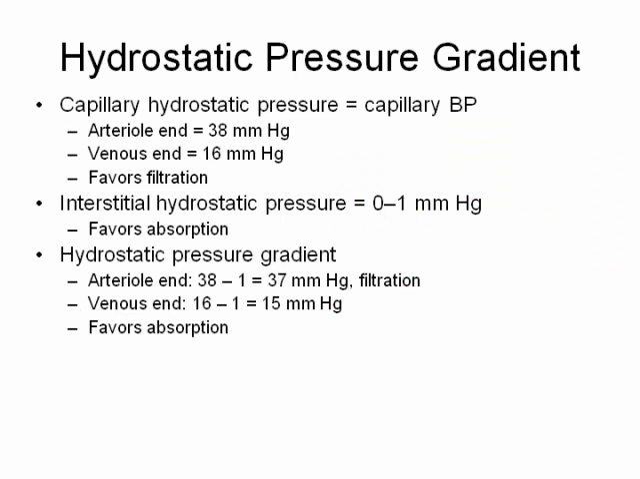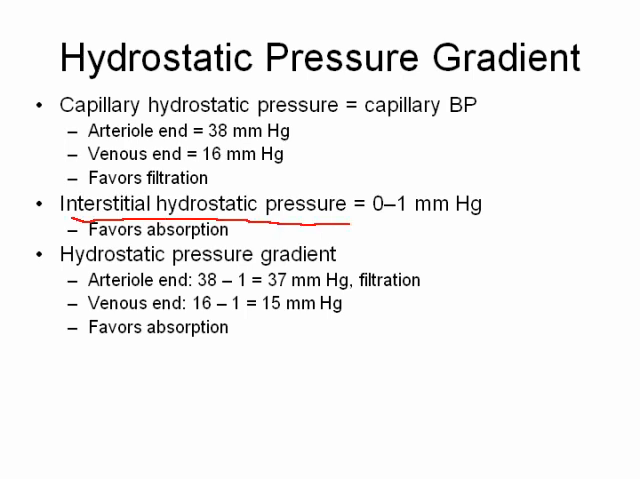So we have this hydrostatic pressure gradient that I've been talking about. Capillary hydrostatic pressure is capillary blood pressure. So the blood pressure at the arteriolar end of the capillary is about 38 millimeters of mercury. And on the venous end is about 16 millimeters of mercury. This favors filtration. There's more fluid pressure inside the capillary than there is outside. So that's favoring filtration, the movement of material out of the plasma into the interstitial fluid.